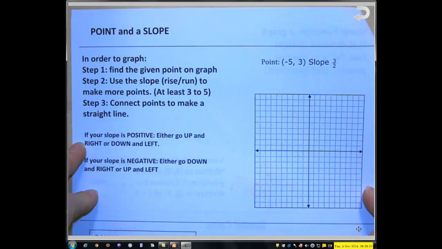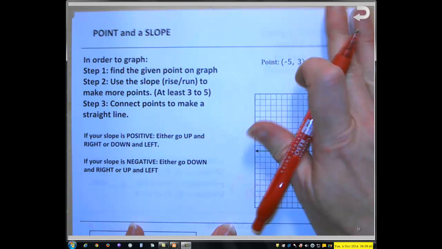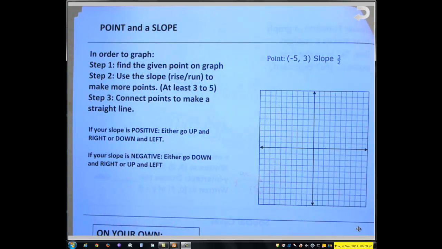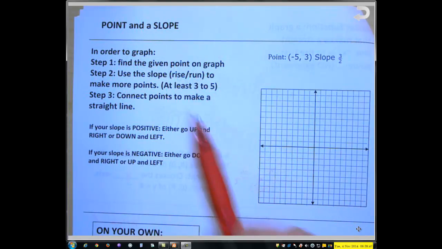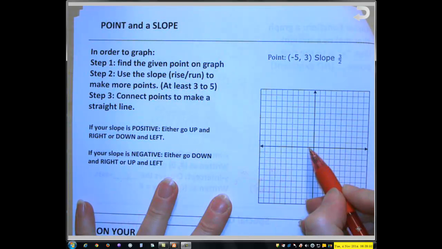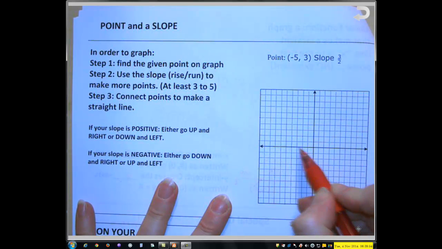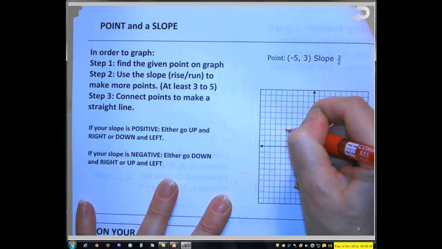So if we are given a point and a slope, how do we graph the line? These are the steps that we're going to use. First, we're going to find the given point on the graph. So we're given the point negative 5, 3. We're going to find that point on the graph. So negative 5, 3. Here's that point.